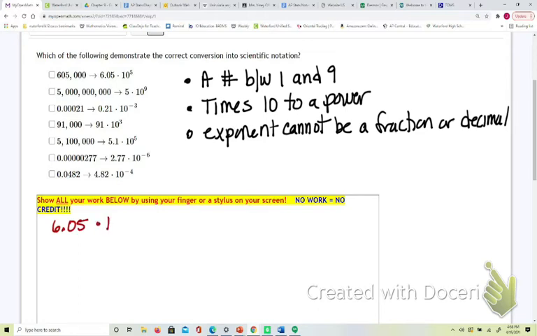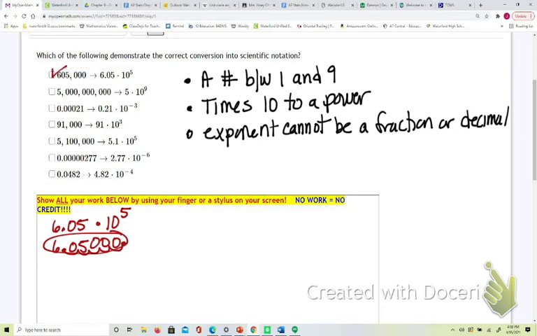6.05 times 10 to the fifth. Okay? And then underneath it, I'm going to write 6.05, and I'm going to move the decimal 5 times. Now, the exponent's positive, so I'm going to move it to the right. 1, 2, 3, 4, 5. Put in my zeros. And now I'm going to compare. Is this number the same as this number? 605000. Yes, it is. Okay, so I'm going to select this one because it worked.